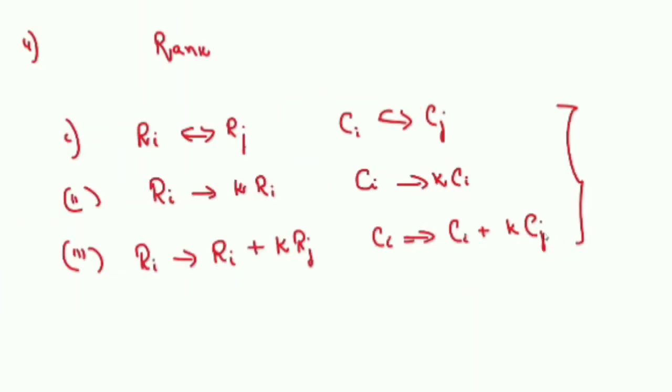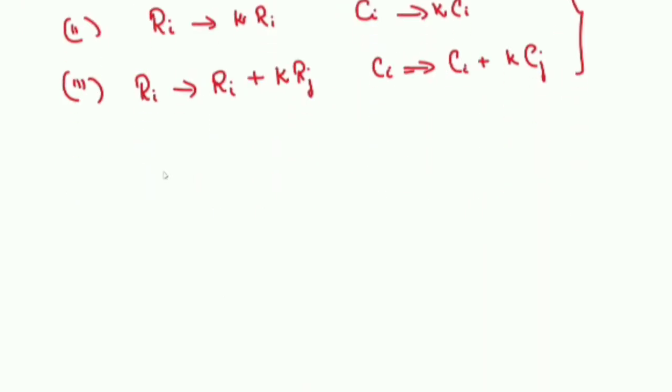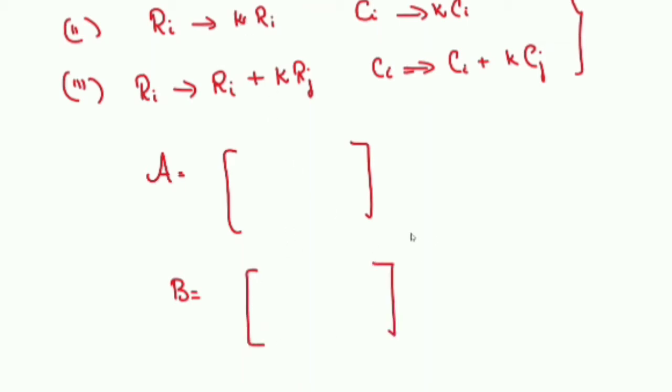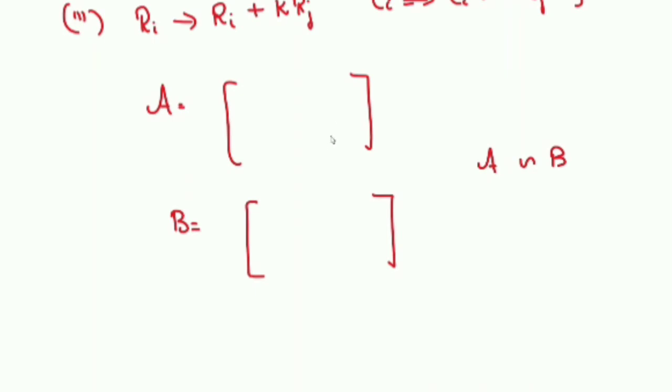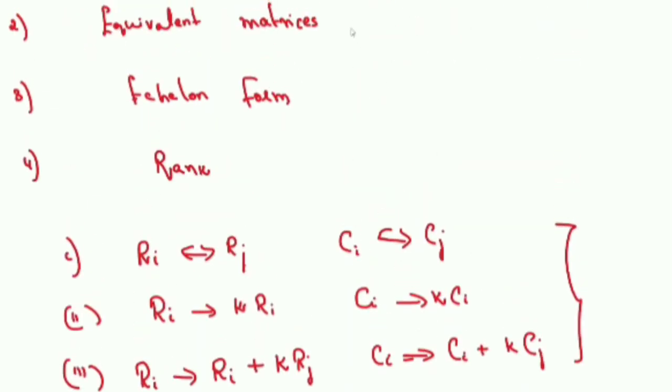Suppose a matrix A is given. You just do these elementary transformations and you get another matrix B. This A and B are called equivalent matrices. So when you do the elementary transformation, the original matrix A is converted to another matrix B. That matrix B is called an equivalent matrix, or A and B are called equivalent matrices. So this is about equivalent matrices.